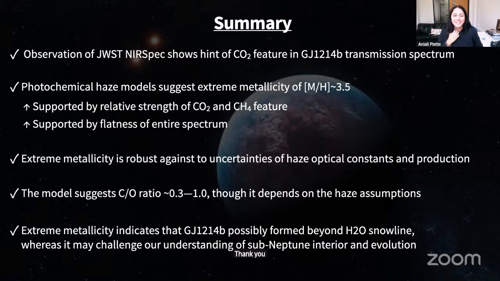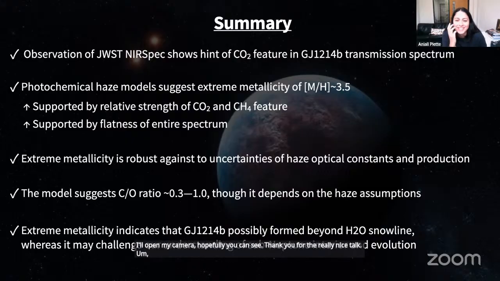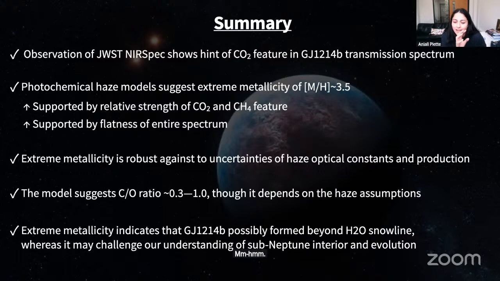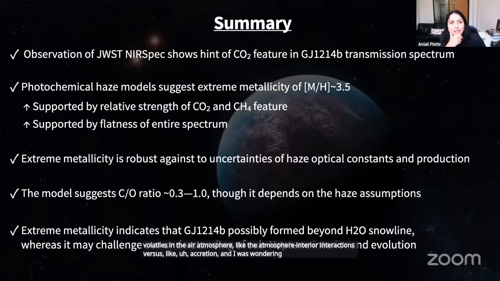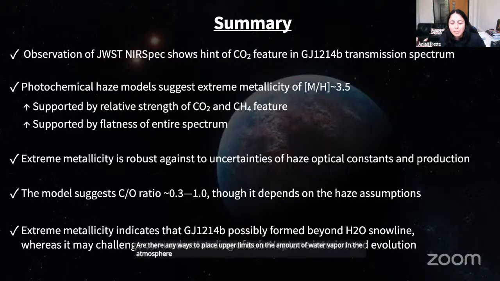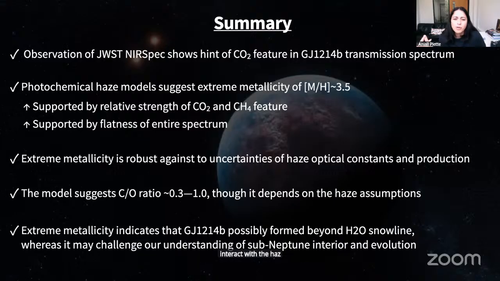Thank you for the really nice talk. This is really exciting, and I'm still formulating my question in a way, but you got me thinking about the different sources of volatiles in the atmosphere, like atmosphere-interior interactions versus accretion. From the haze perspective and the observations, are there any ways to place upper limits on the amount of water vapor in the atmosphere? For example, if it would interact with the hazes and remove them, or change the chemistry too much, remove the CO2?